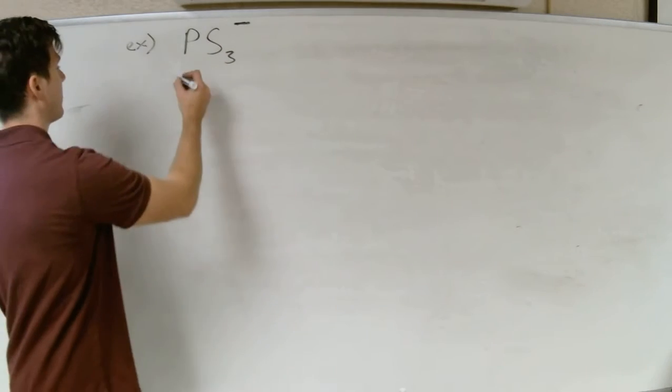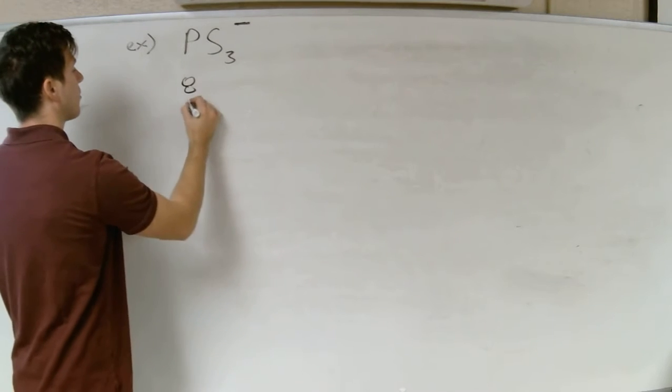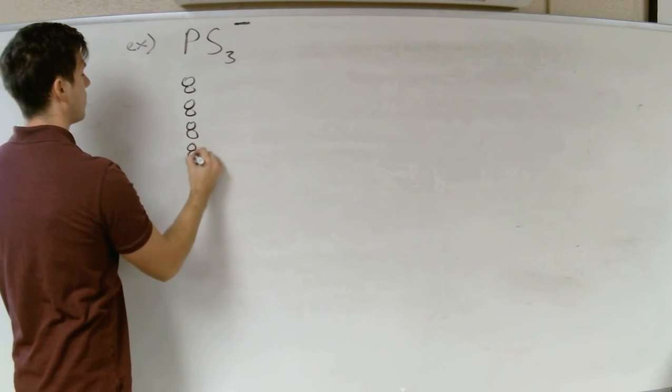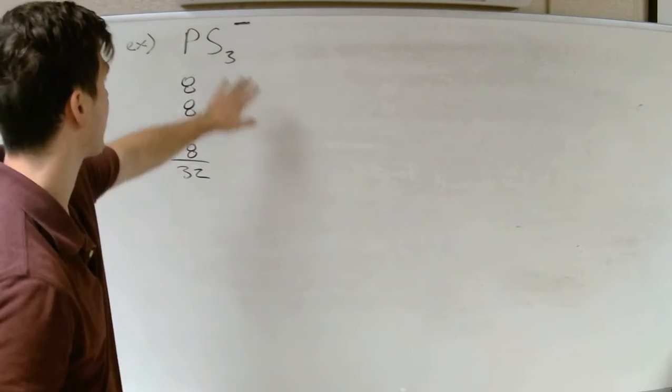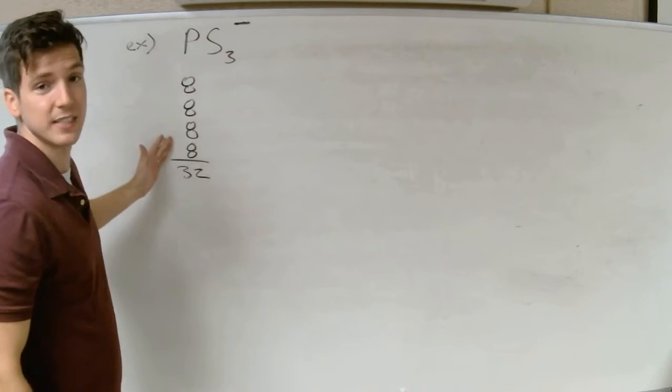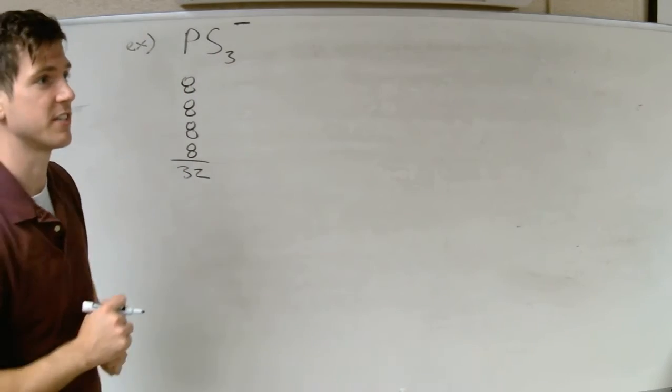Phosphorus follows the octet rule. Sulfur follows the octet rule. That's all 3 of them. We have a total of 32 octet duet electrons. Okay, that negative is not going to come into play here. It's only going to come into play with our valence electrons. And you'll see what I mean here in just a second.